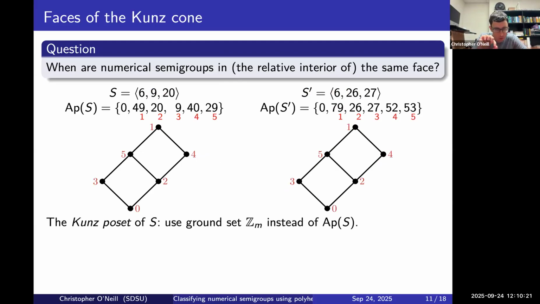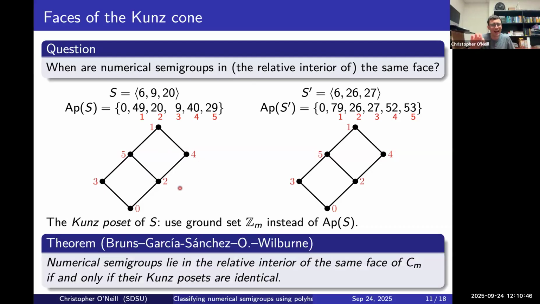We're going to call this the Kunz poset of S, right? So to get this from S, we compute the Apéry set. We build the Apéry poset using the relation on the previous slide, right? Just when one element is above another, if there are differences in the semigroup. And then once we've built this poset, we replace each element of the ground set with its equivalence class mod M. So that's the Kunz poset.